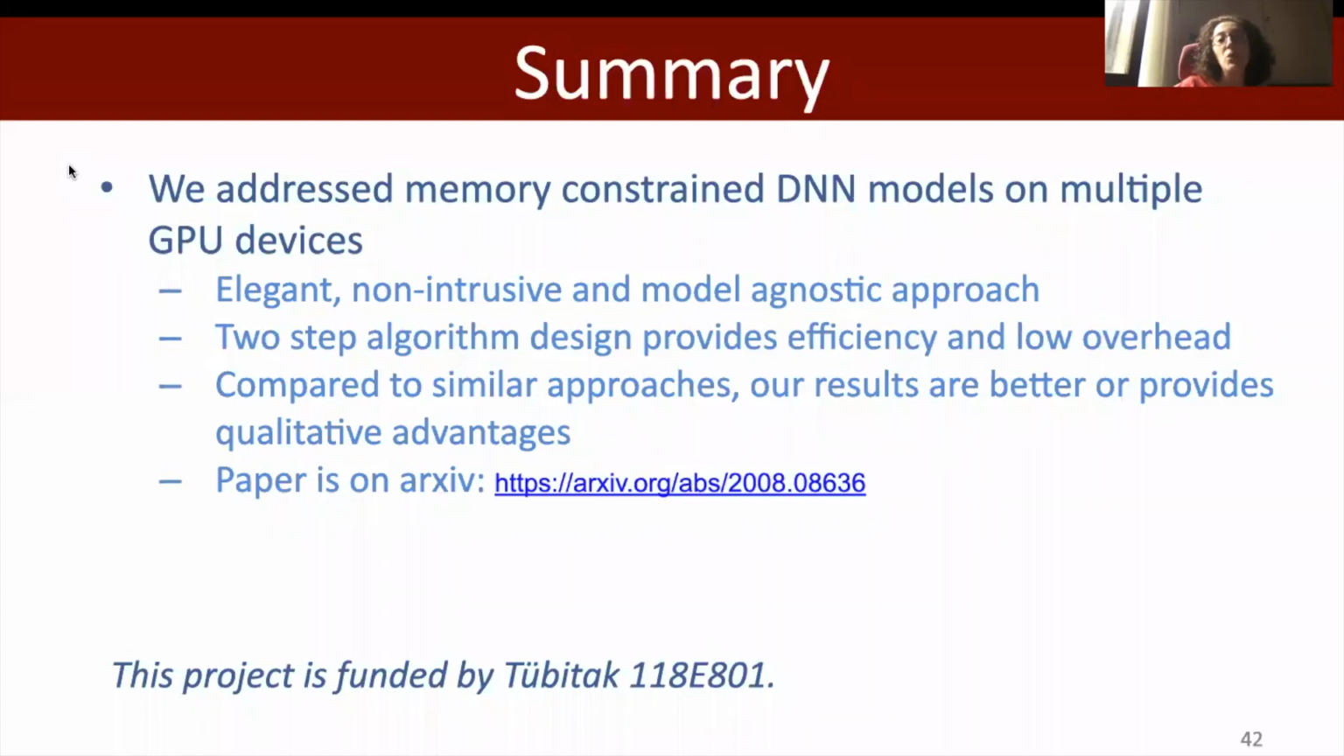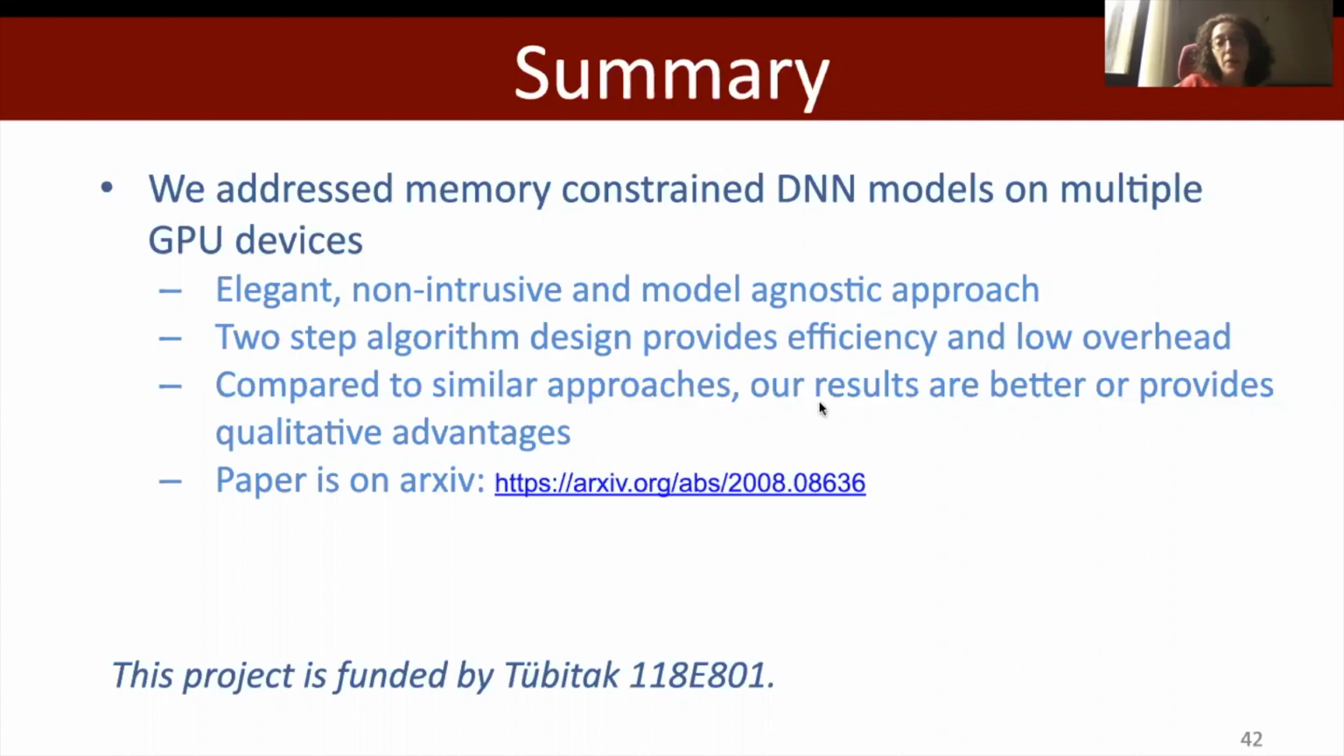Okay, this is my last slide. We address the memory constraint of deep learning models. Our approach is basically at the system level. We don't deal with deep learning layers or operations, etc., so it's very agnostic about that. It's non-intrusive. We don't need to change the model or the source code or the kernels. There are some approaches doing that, but we are not. And our two-step algorithm provides efficiency and low overhead at the same time.